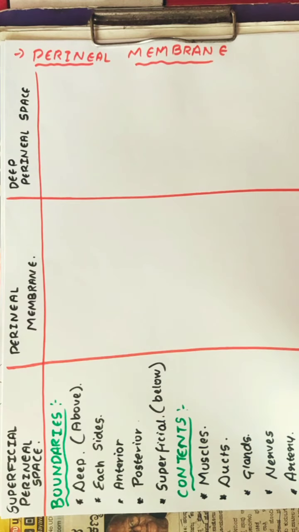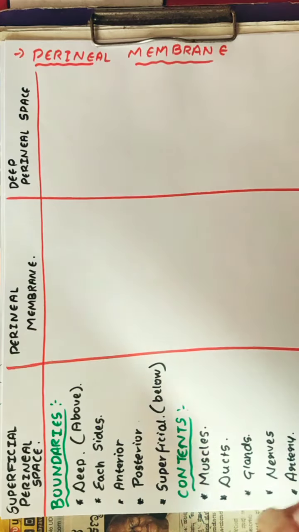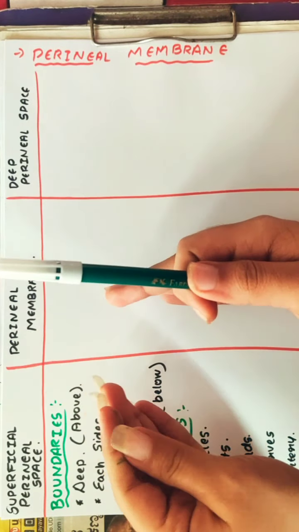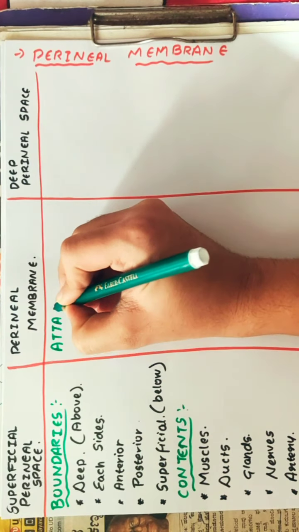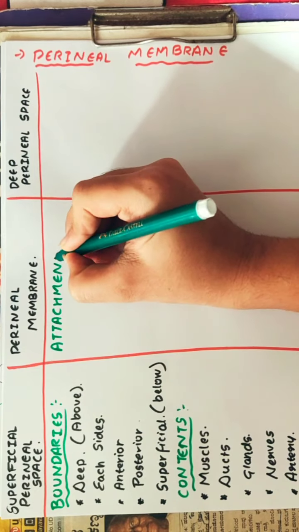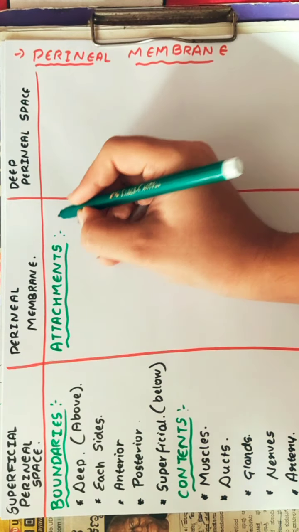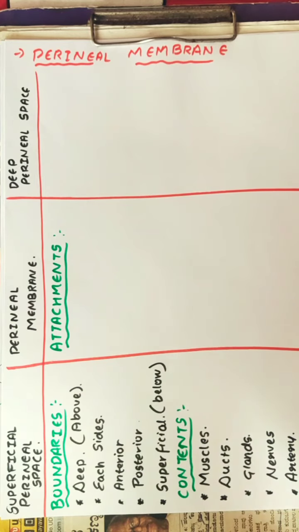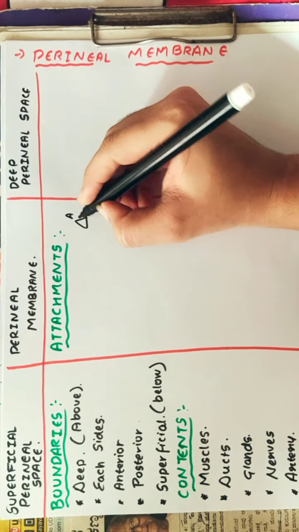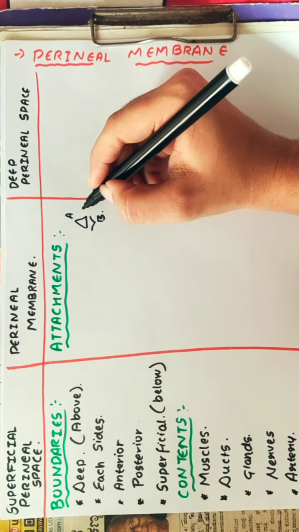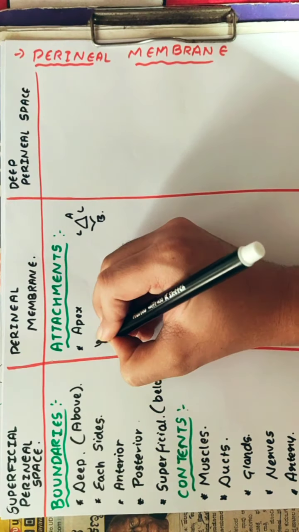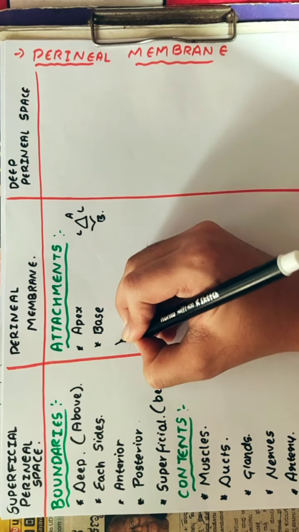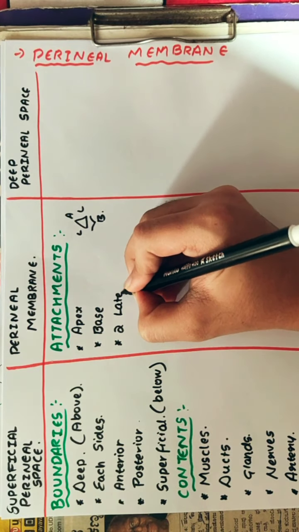Next, we speak about the perineal membrane. As I had said, between the superficial perineal space and the deep perineal space there is the perineal membrane. So we'll see the attachments present on the perineal membrane. Consider this perineal membrane as a triangular structure. It has an apex, a base, as well as two lateral sides. So attachments will be to the apex, base, as well as the two lateral sides.